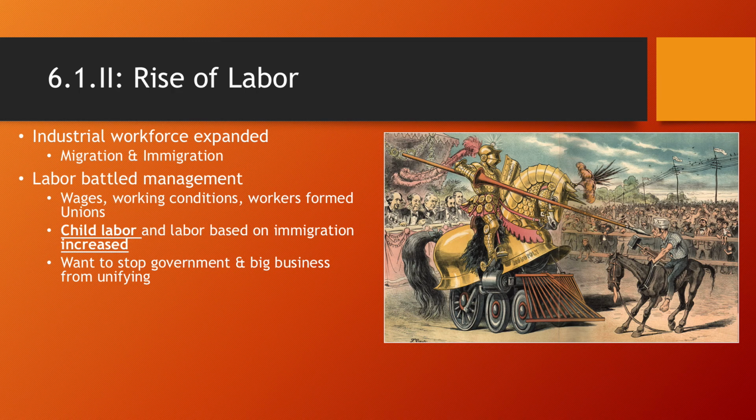Labor began to really focus on battling management, and they fought on several things. They did fight for better wages, and like I said in the other slide, in some cases they actually did get better wages. They fought for better working conditions. They also formed their various unions to help them organize to fight capital. They also were opposed to child labor, as their labor base did increase because of immigration. That helped their labor base to increase as more and more of these immigrants, as I mentioned, came over from Eastern and Southern Europe.